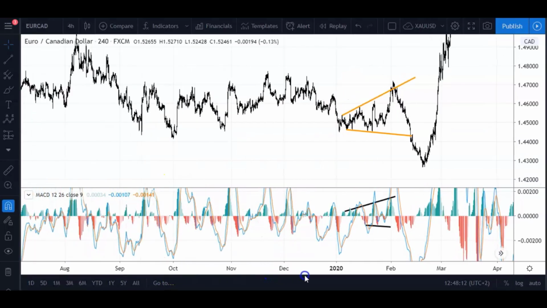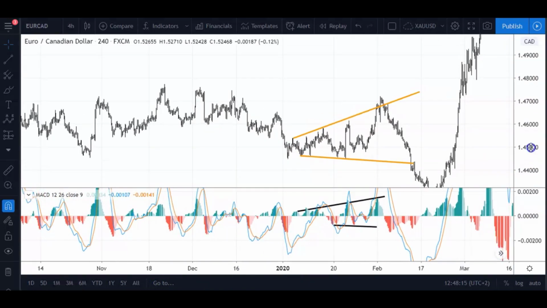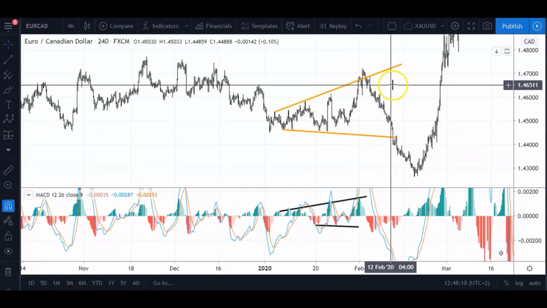We got this EuroCAD, for example. This is an actual trade that we were following with our EPS members.